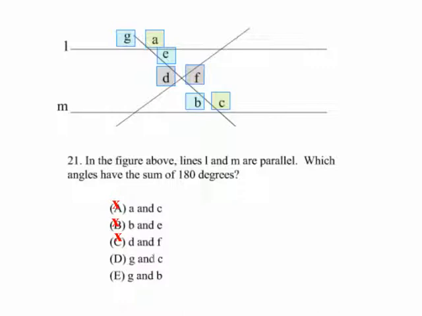And if we look at G and C, since G is equal to B, B plus C would equal 180. So G plus C would equal 180. We have our answer.